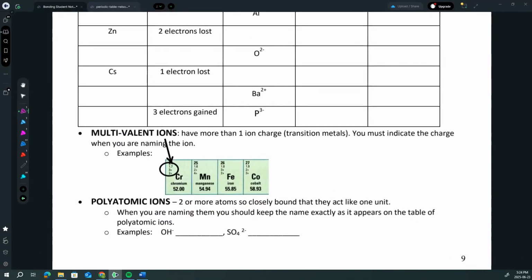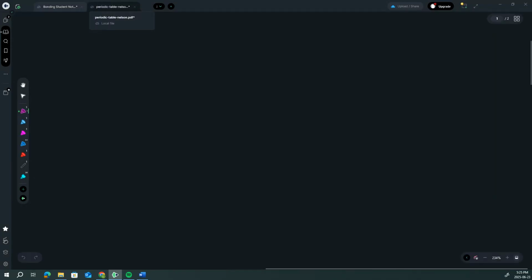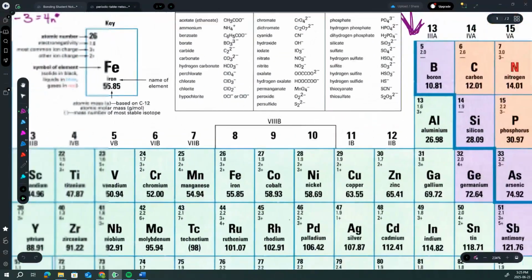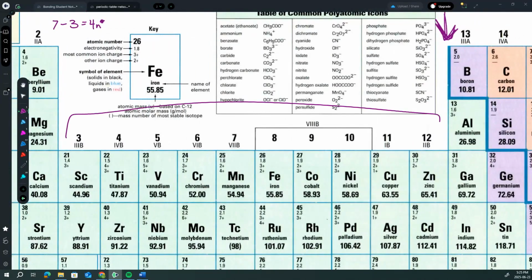Moving on to multivalent ions, those are metals, well, transition metals, that have more than one possible charge. And because they have more than one possible charge, when naming the ion, you need to specify which charge you're talking about. Okay, so if we look at our periodic table, our transition elements are from group 3 to group 12, notice that some of them have more than one charge listed. These are your multivalent metals.